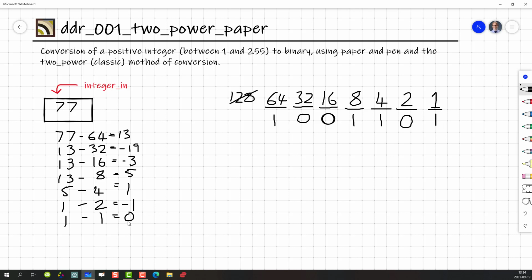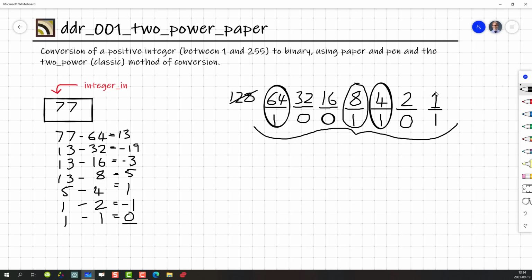And now we're finished. Once this value here hits 0, we have completed the conversion process. And what we're left with is a sequence of 1s and 0s, which in this case is 77 in binary. Now the way that we check that is that we look at every value that has a 1 below it and add it up. And 64 plus 8 plus 4 plus 1 equals 77.